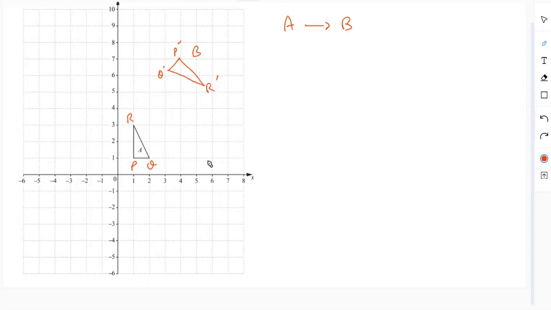We'll make the perpendicular bisector of P and P dash. That may look something like this. If you make the perpendicular bisector of P and P dash, how will it look? It'll be here, and I get one point here.